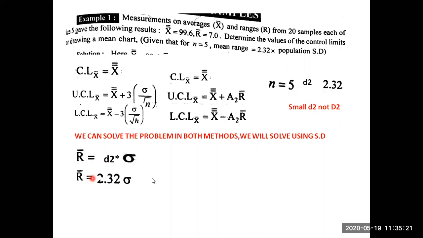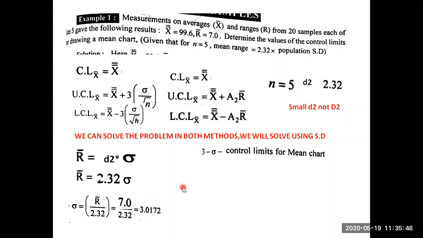So R bar is equal to 2.32 sigma. So sigma is equal to R bar by 2.32. R bar is 7.0, which is nothing but 7. 7 by 2.32. Just substitute that one. So remember this formula. Sigma is nothing but R bar by D2. Then just substitute the values, you will get the limits. 3 sigma control limits. Same.